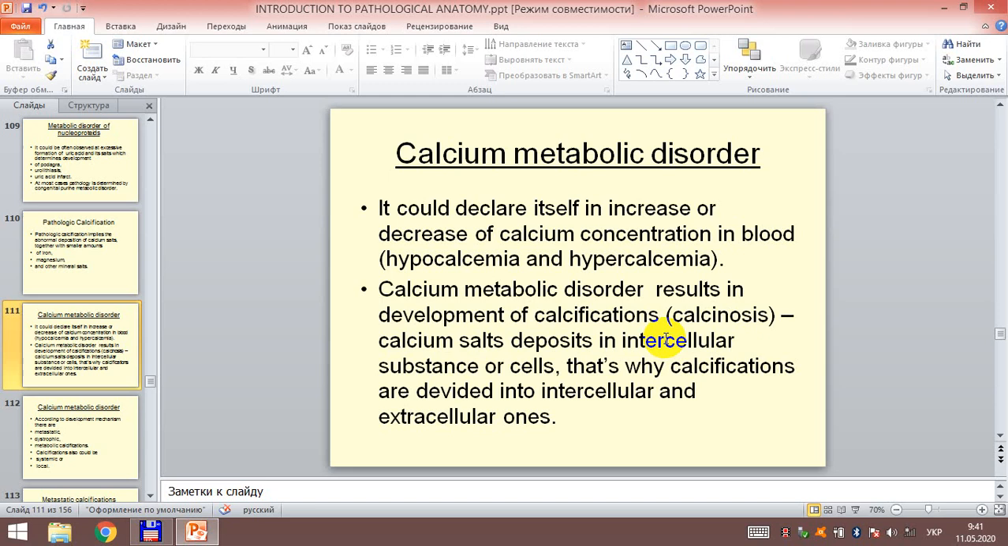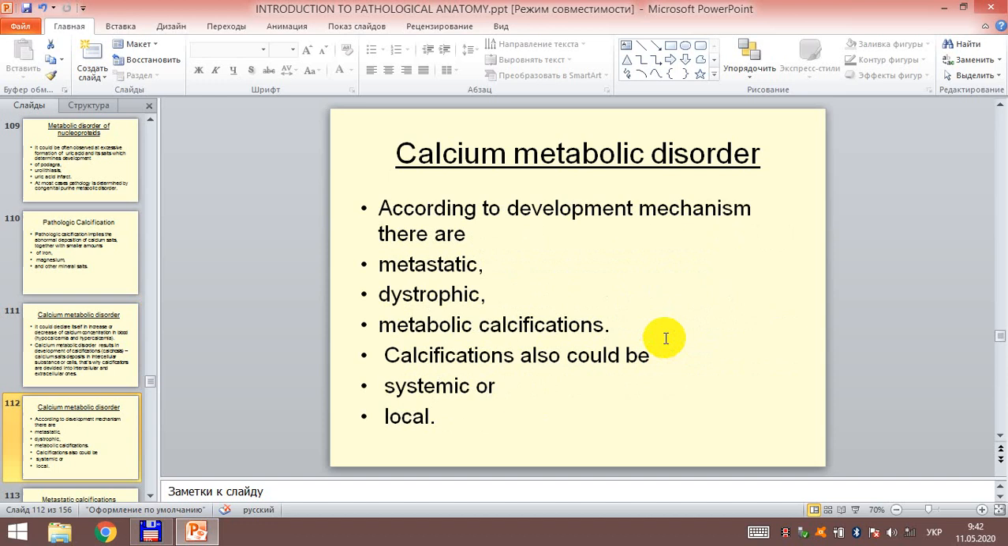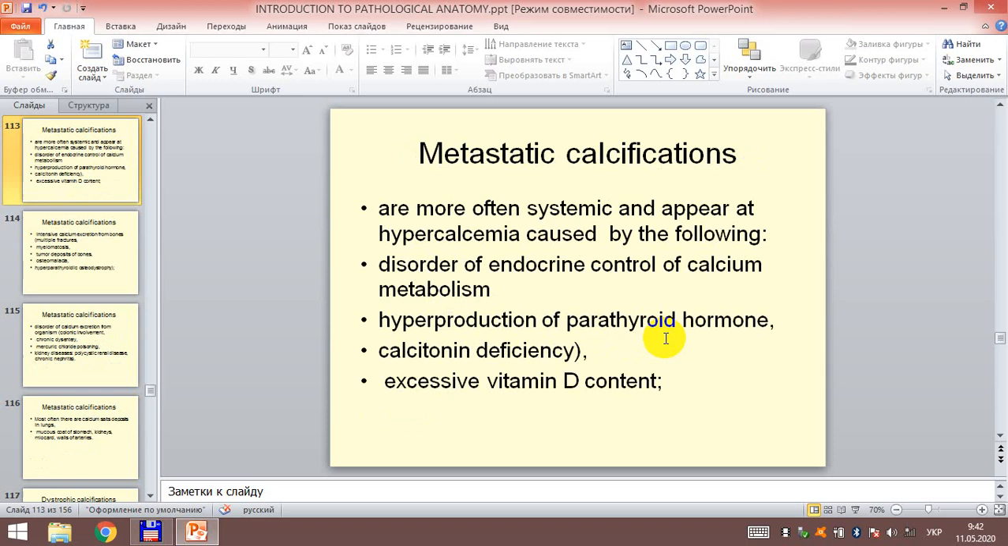According to development mechanism, there are metastatic, dystrophic, and metabolic calcification. Calcifications also could be systemic or local. Metastatic calcifications are more often systemic and appear at hypercalcemia caused by the following disorders of endocrine control of calcium metabolism: hyperproduction of parathyroid hormone, calcitonin deficiency, excessive vitamin D content.